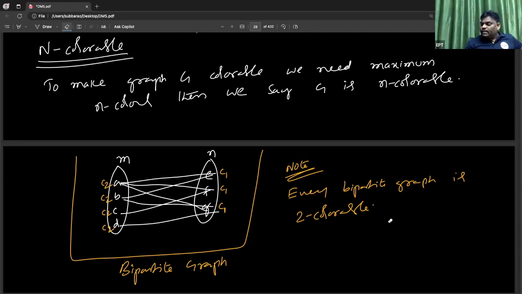That is the reason I have written this one. Every bipartite graph is 2 colorable. Means maximum 2 colors enough. Sometimes maybe 1, depending upon how the graph looks like. Maximum 2 colors are enough. Minimum may be depending upon the graph. If it is a null graph, 1 color is enough.